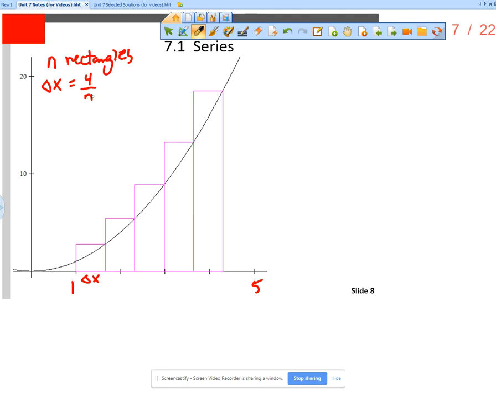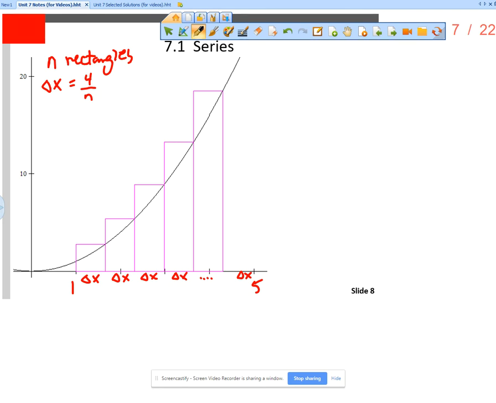So if I wanted 4 rectangles, I would say 4 over 4, right? So then delta x would be 1, like we did on slide number 7. Okay. If I wanted to use 8 rectangles, then we would put 8 in. 4 over 8 is 1/2, right? So that would mean that each rectangle would be 0.5 wide, and so on. Okay. All right. So now what we want to do is think, okay, if this is delta x wide, well, then so is the next one, and so is the next one, and so is the next one, and so on until we get to the last one, which is also delta x wide. They are all the same width, right?